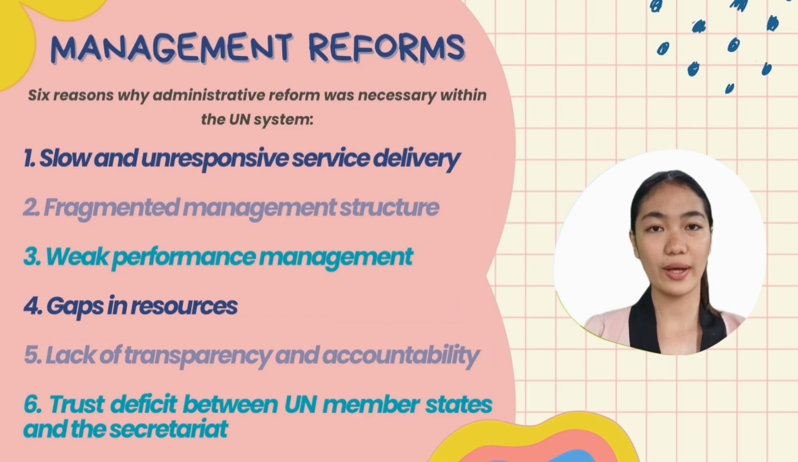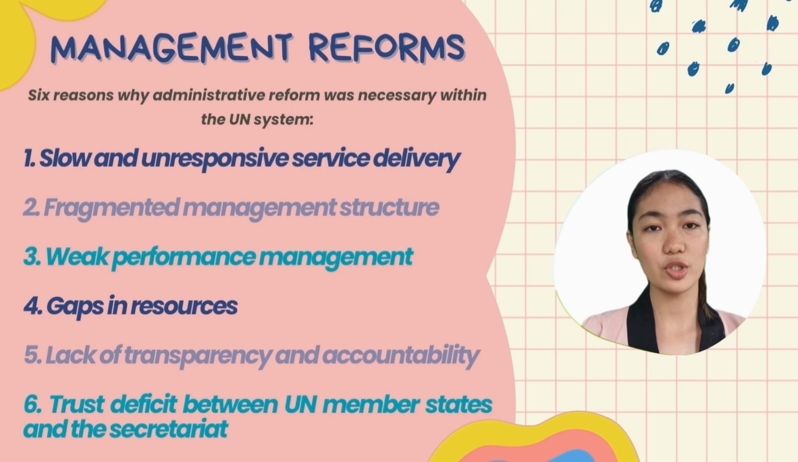There are 6 reasons why administrative reform was necessary within the UN system. The first one is the slow and unresponsive service delivery. The UN recognized that its bureaucracy had become slow and unresponsive to the needs of member states, resulting in dissatisfaction among stakeholders. Second, fragmented management structure. The UN's management structure was found to be fragmented, with unclear lines of responsibility leading to duplication of efforts and inefficiencies.